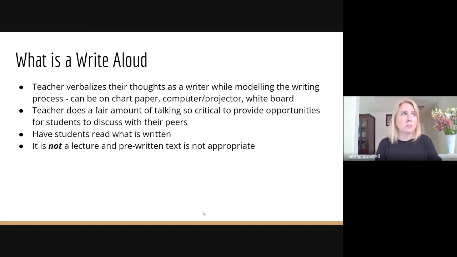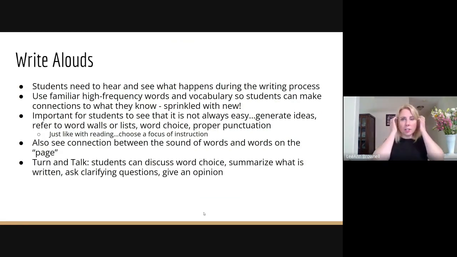It is worthwhile mentioning that you will be doing a fair amount of talking. So it's also important to balance that out with giving the students some time to talk and discuss with their peers. After you have written a model piece of writing, then you're going to have the students read. This is not a lecture, and you're not to have something that was already written as your example. That would not be appropriate. So you're actually writing for the first time in front of them. So they need to see and hear what exactly is happening during the writing process.